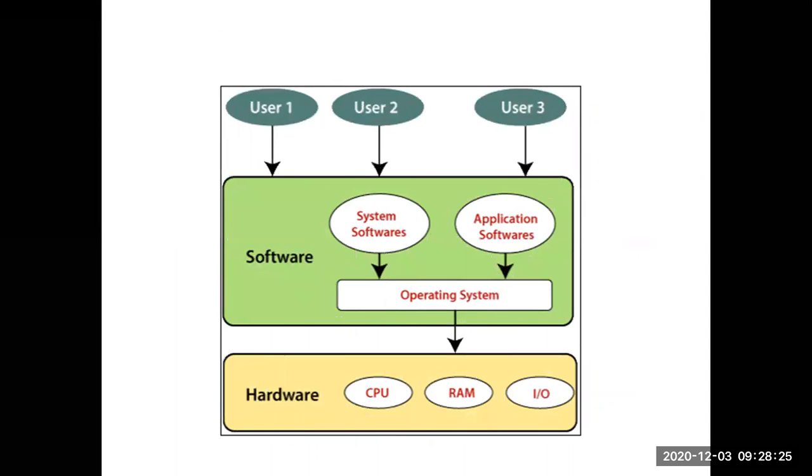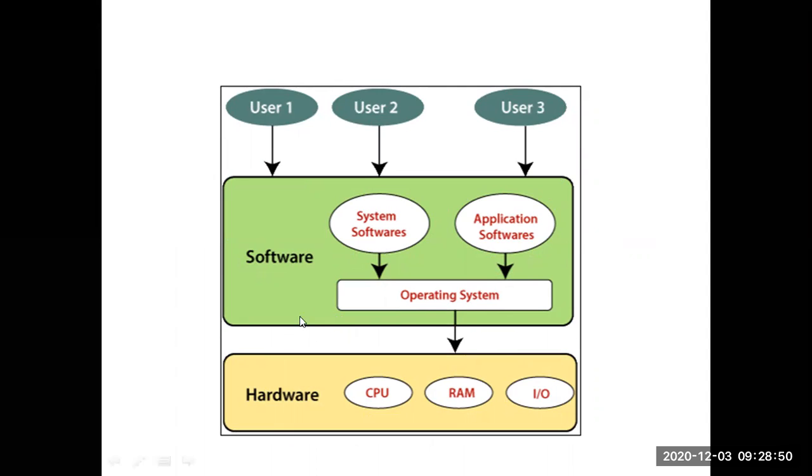See this diagram. If you observe the bottom of the diagram, we have the hardware components: CPU, RAM, input devices, output devices, all are under the hardware. And above we have user 1, user 2, user 3. We are the users. We type the programs, we play the games, we use the applications.